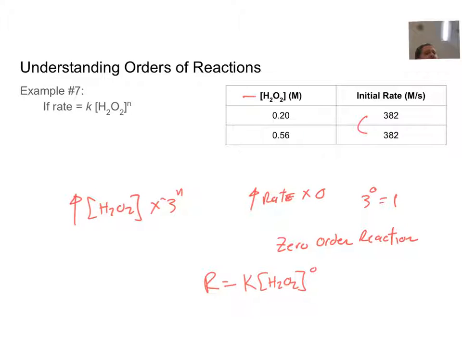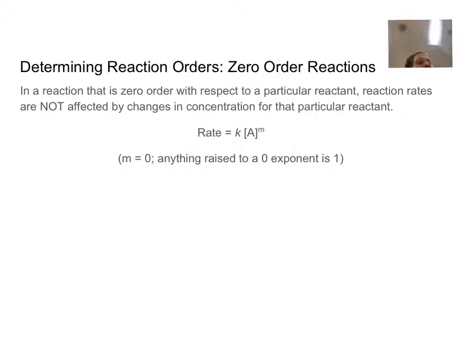Now, what is this reaction telling us? This reaction is telling us that no matter how much we increase the concentration of the hydrogen peroxide in this case, the rate at which the reaction takes place is never going to change. So that's what's important to understand about it. We're going to talk in a little more detail about 0 order reactions. In a reaction that is 0 order with respect to a particular reactant, the reaction rates are not affected by changes in concentration. That's literally what we just expressed by looking at the data. So when the m value is equal to 0, the rate is expressed essentially by the rate law constant.